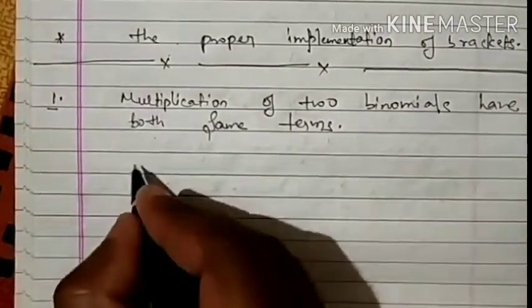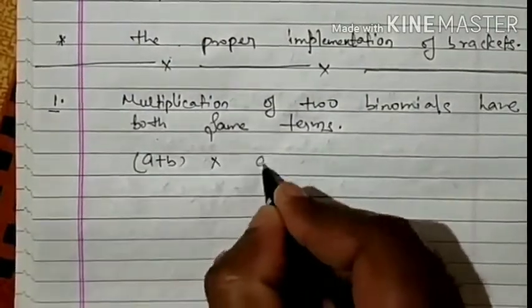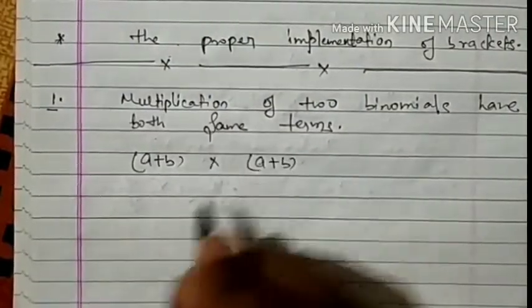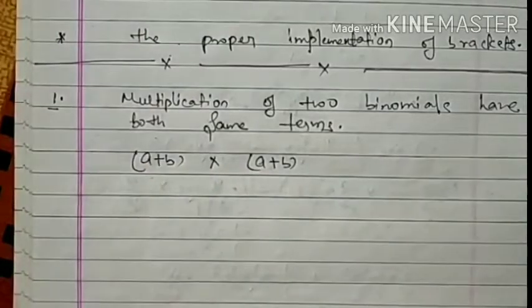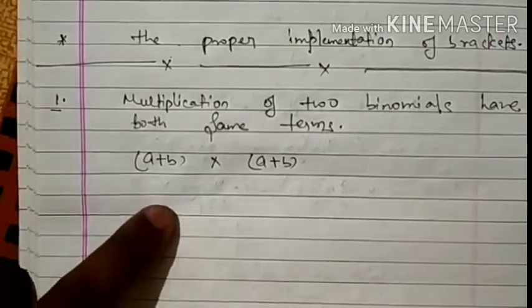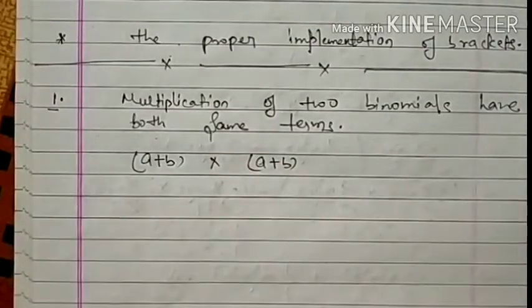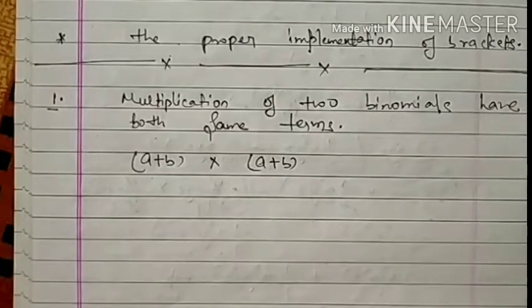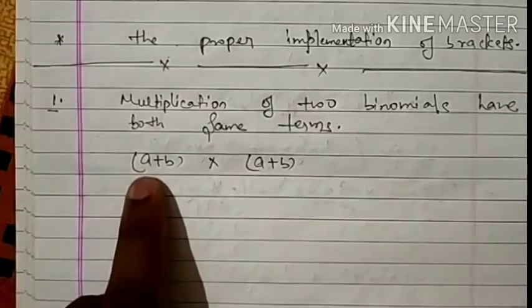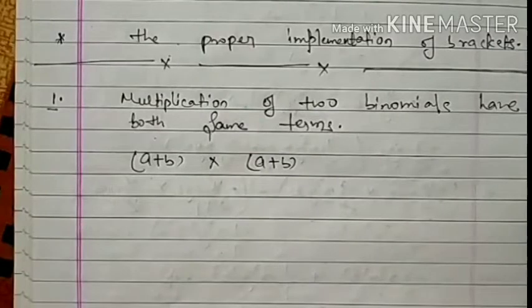Suppose you have one binomial, that is a plus b, and you have another binomial that is also a plus b. A can be any number and b can be any number. Similarly, suppose we have a equal to 5x and b is equal to 4y. So what will be the proper rule for solving two binomials having the same terms? That is, what will happen if a plus b is being multiplied by another binomial a plus b?